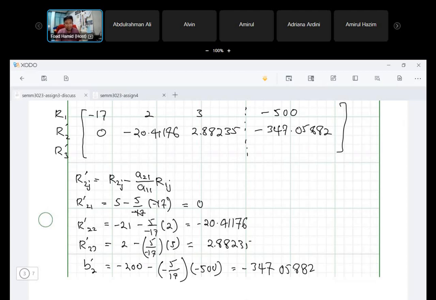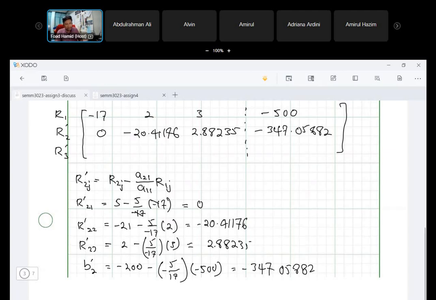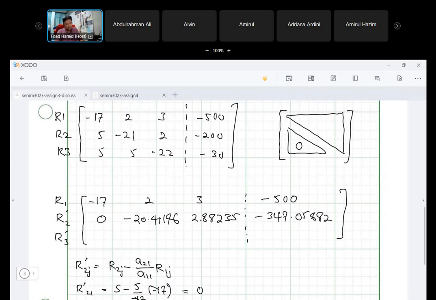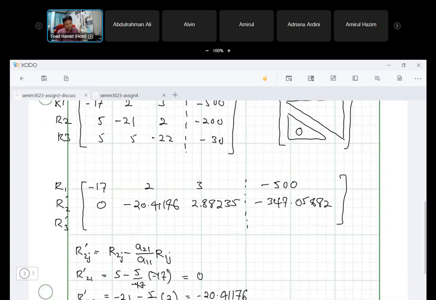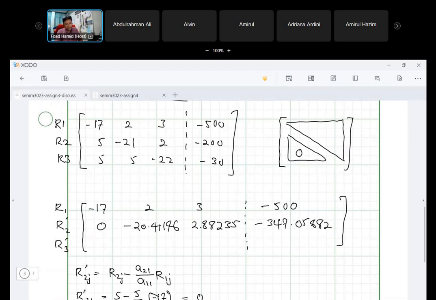I do not want to bore you with the calculation, but can you see that this process is repeated over and over? The first thing that you need to do is to find A21 over A11, which is this over this. And then everything is just this minus the coefficient times this, and you can find the R2 prime.